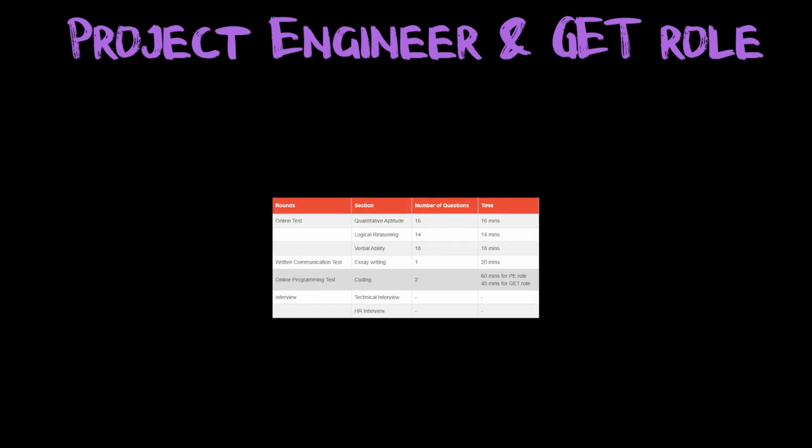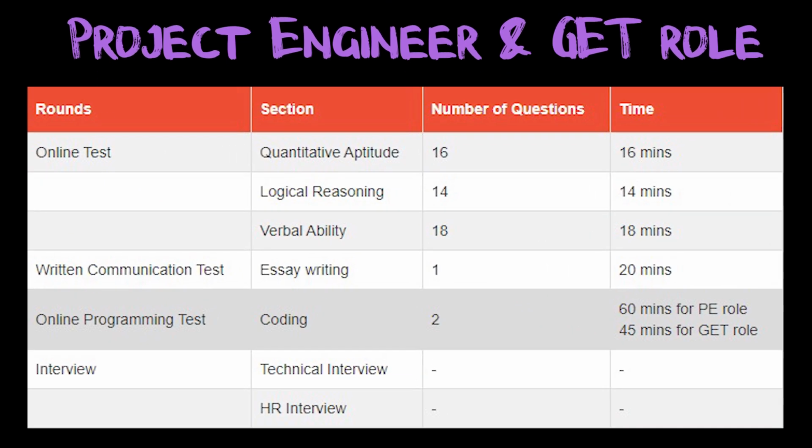The latest Wipro pattern for the role of Project Engineer at Wipro is on the screen. This is the Wipro pattern that is used when it conducts its recruitment process through MCAT. So here we can see the hiring process is of 4 rounds. Online test that consists of 3 sections, that is quantitative aptitude, logical reasoning and verbal ability of 16, 14 and 18 questions each and 1 minute each for each question. And this round is common for both, that is Project Engineer and GET role.